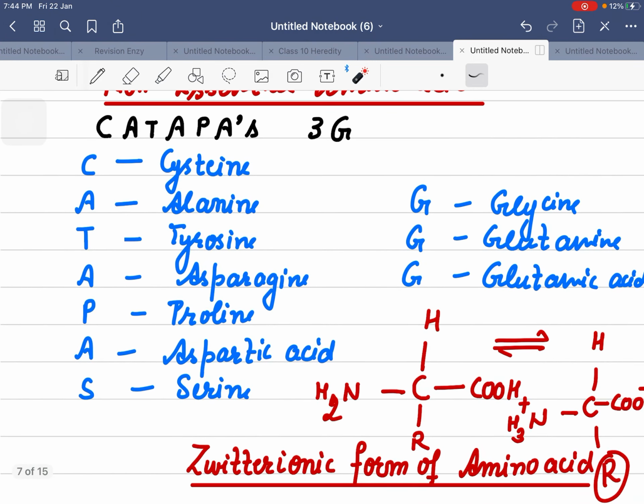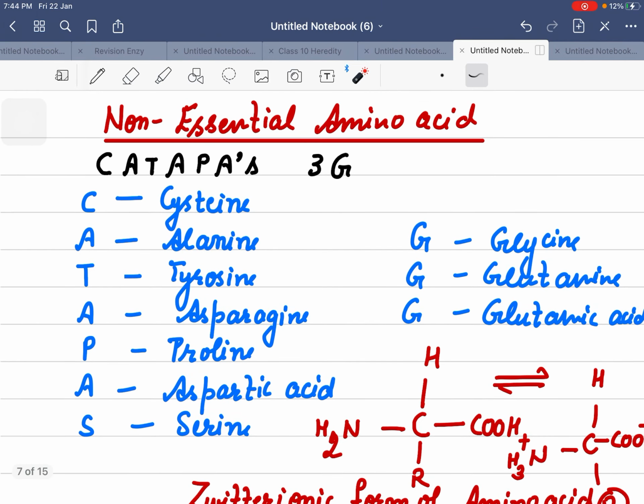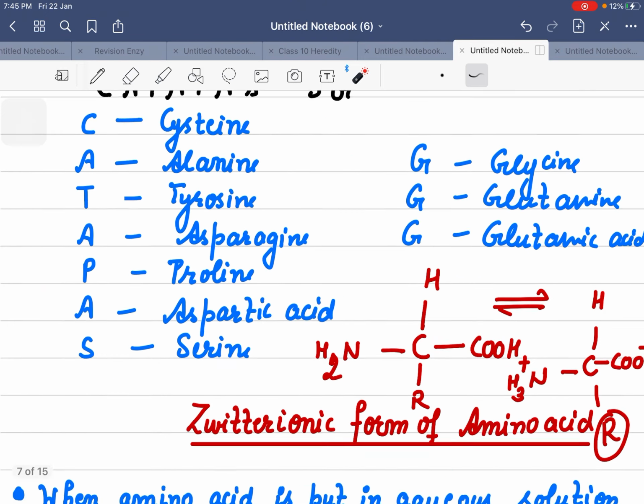For non-essential, okay, very interesting. All of you must have seen Bahubali. There is one very famous character, Katappa. So Katappa's 3G: cysteine, alanine, tyrosine, asparagine, proline, aspartic acid, serine, glycine, glutamine, glutamic acid. These are our 10 non-essential amino acids, right?